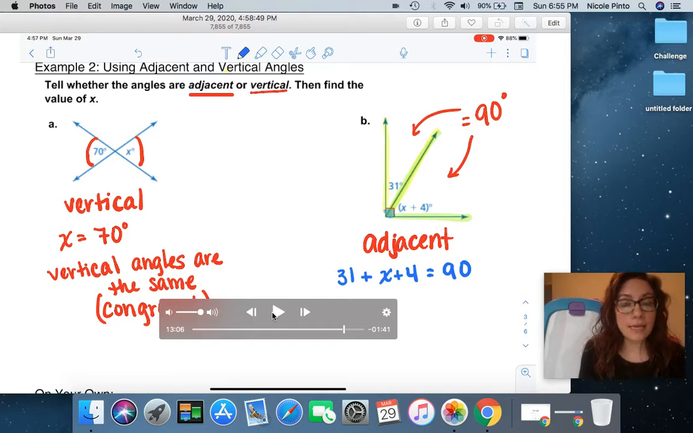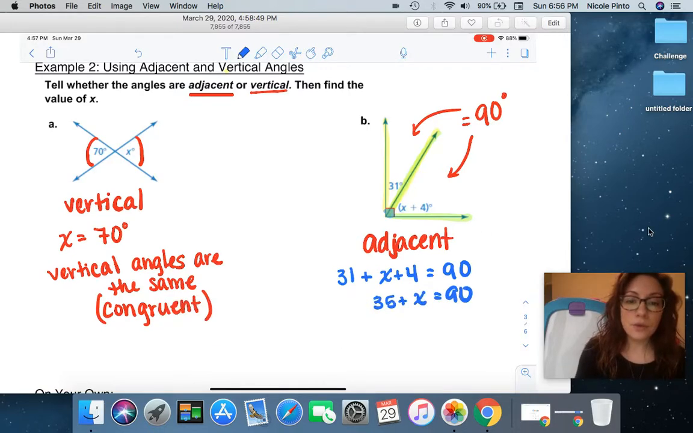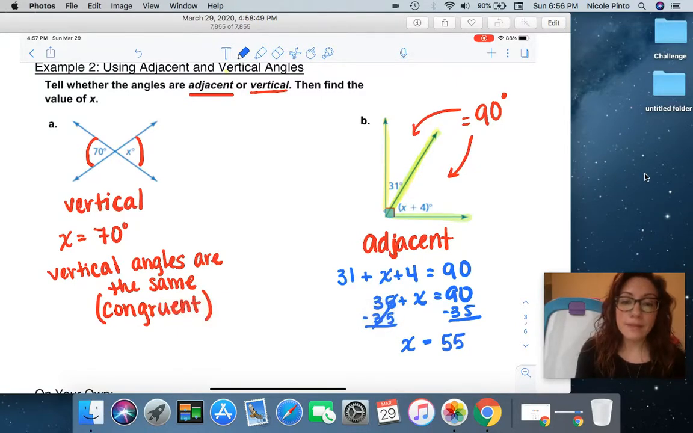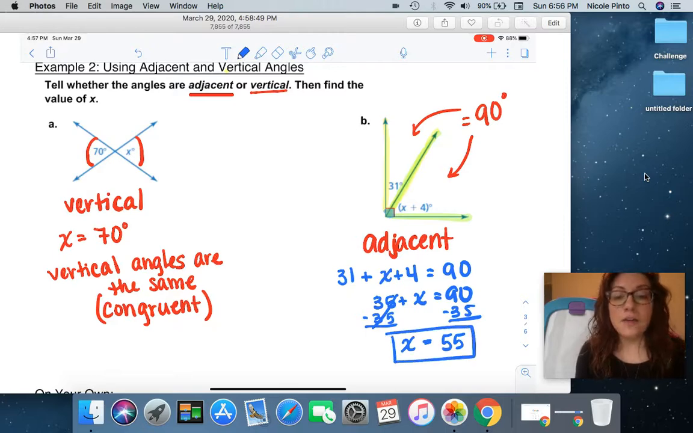Now I'm going to go ahead and solve for my variable. First thing I'm going to look at is, ¿qué puedo poner junto? What can I put together? If you were thinking 31 plus 4, you are correct. 31 plus 4 is 35 plus x. Minus 35, minus 35, x equals 55. Right? And that is your final answer.